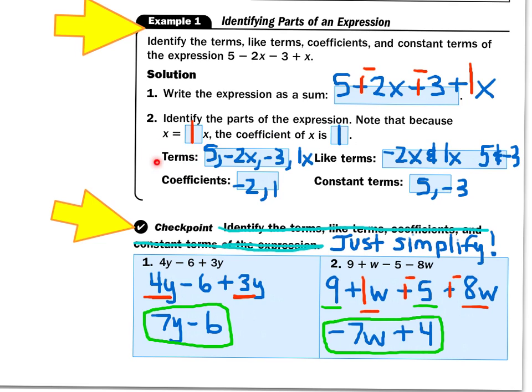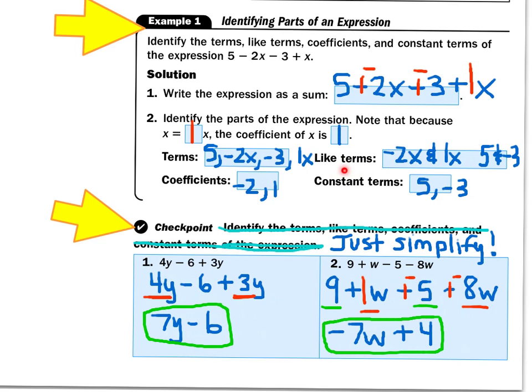Okay, so let's take a look at the terms. And those are the cars, like the box cars on a train. So I see 5 is a term. I see the negative 2x is a term. It's attached by a plus sign. I see the negative 3 is a term, and I see the 1x is a term. So there are a total of 4 terms.